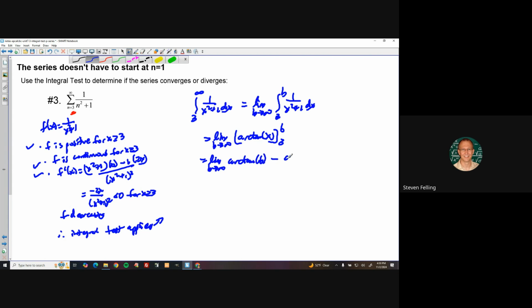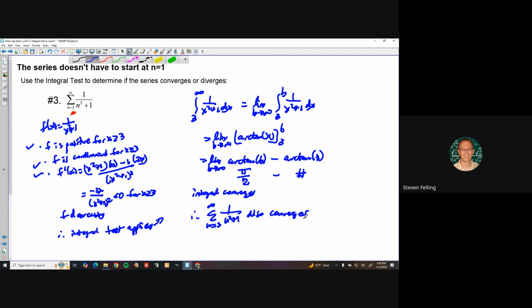minus arctangent of 3. So there is some place where the tangent is 3, so that exists and is some number. And we already learned from the previous screen that this is pi over 2. So this is resolving to a number. We don't actually have to compute what the number is. We can just say the integral converges. Therefore, the series from 3 to infinity of 1 over n squared plus 1 also converges.